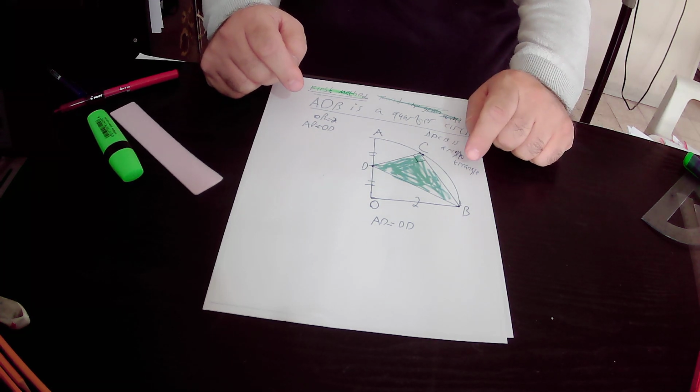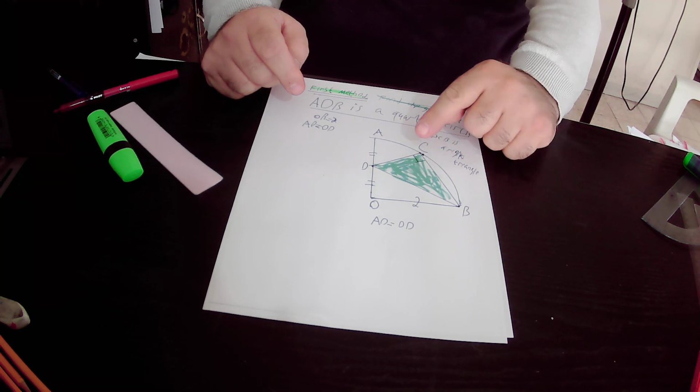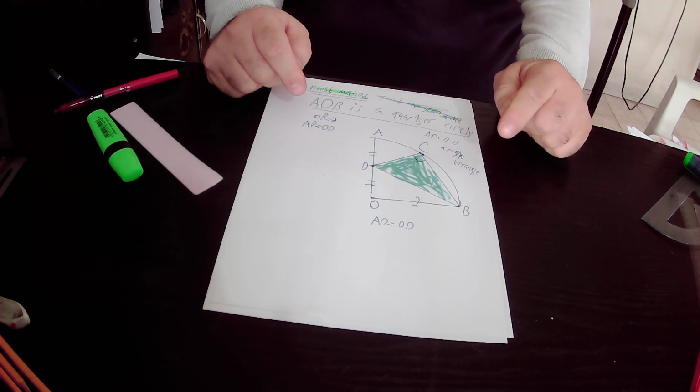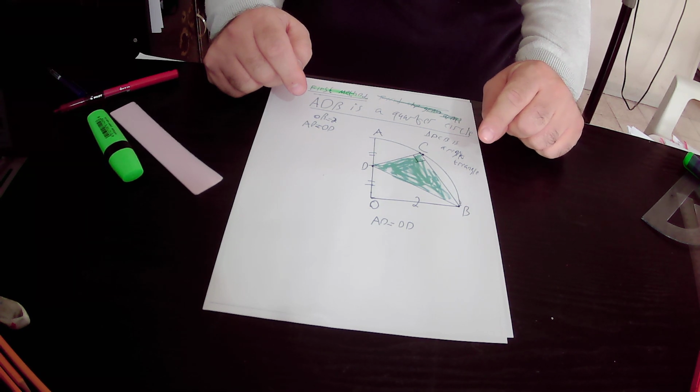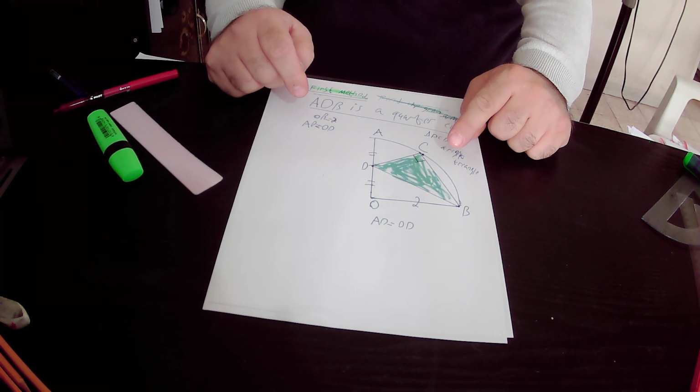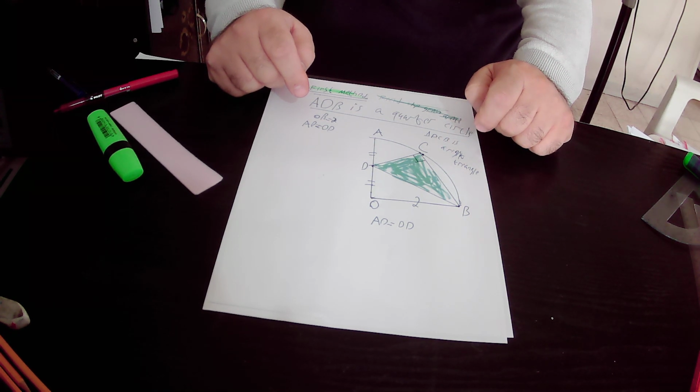Inside the quarter circle, we have a right triangle, triangle DCB, with angle DCB equal to 90 degrees. Triangle DCB is inscribed in the quarter circle, and we want to find the area of the blue triangle, triangle DCB. So we start with the first method.